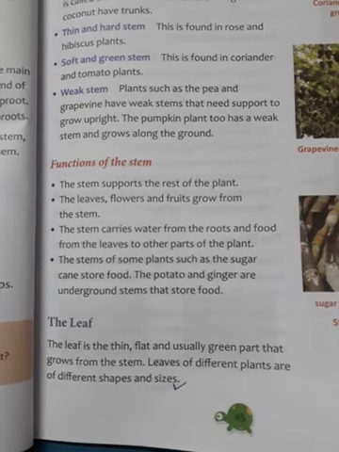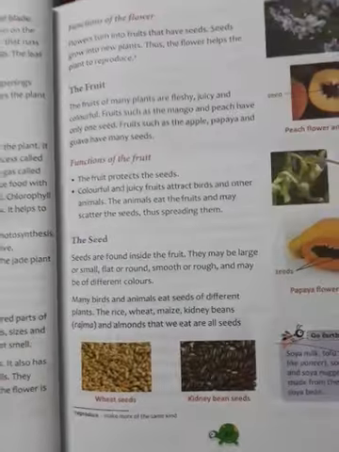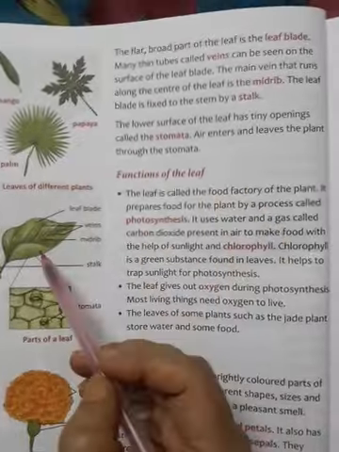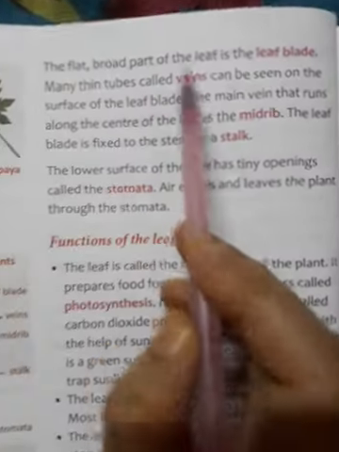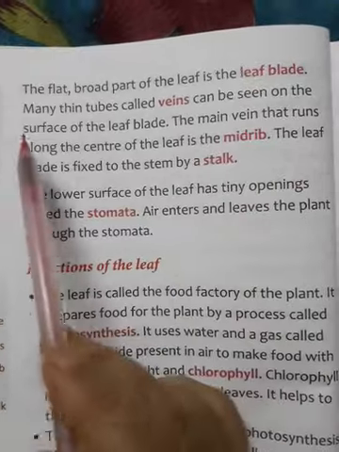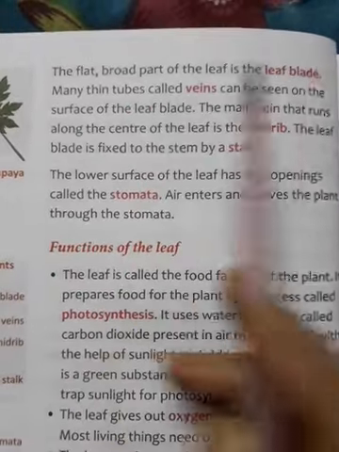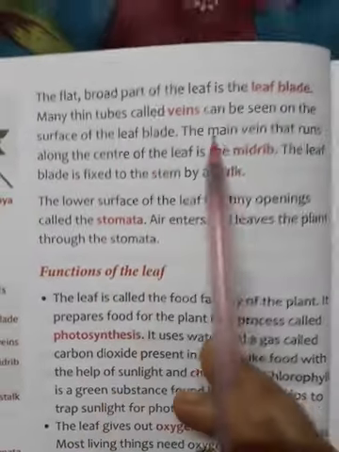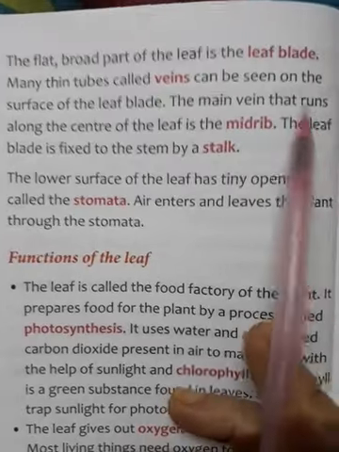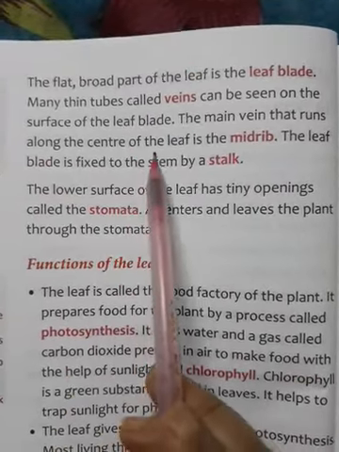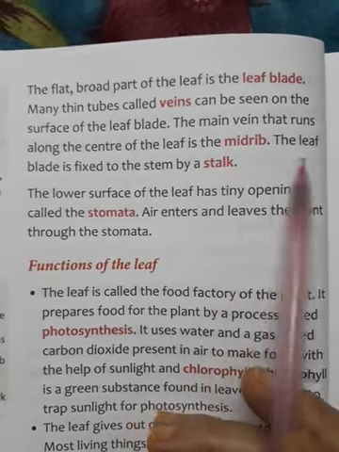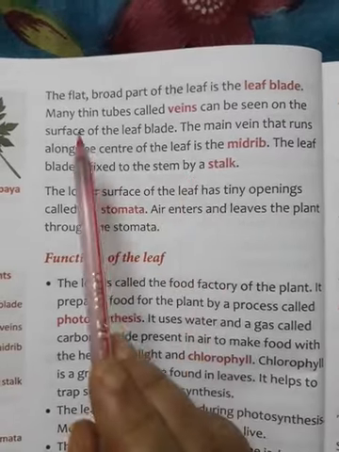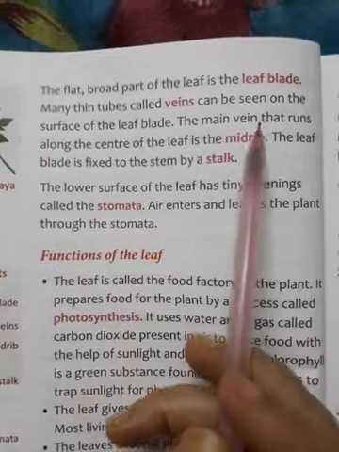So now turn to the next page, page number 46. Here we will know about the parts of the leaf. The flat, broad part of the leaf is the leaf blade. Many thin tubes called veins can be seen on the surface of the leaf blade. The main vein that runs along the center of the leaf is the midrib. The leaf blade is fixed to the stem by a stalk. So all these are descriptions of the parts of the leaf.